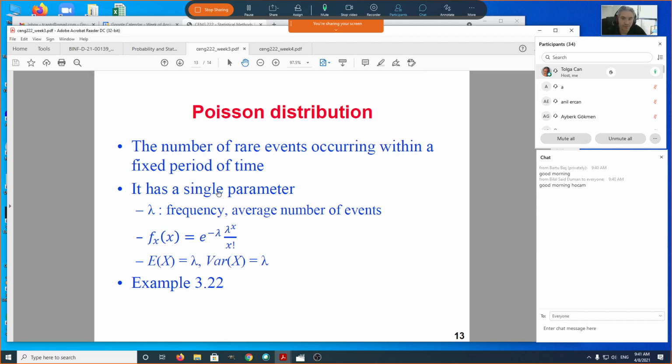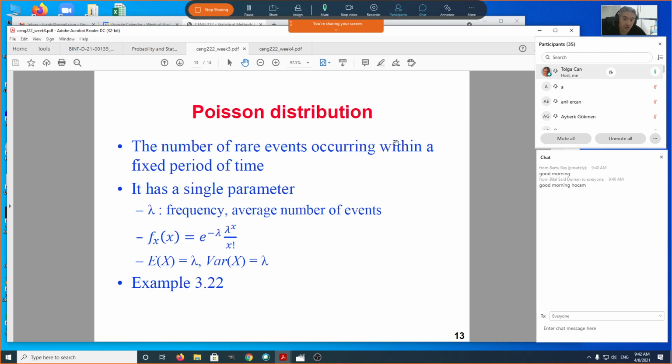As I said, we are going to finish Poisson distribution today, and we are going to start chapter 4, which is continuous distributions. Some of those continuous distributions are related to the discrete distributions we have seen and we are going to see.